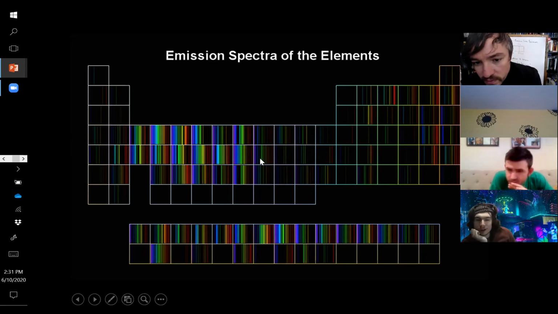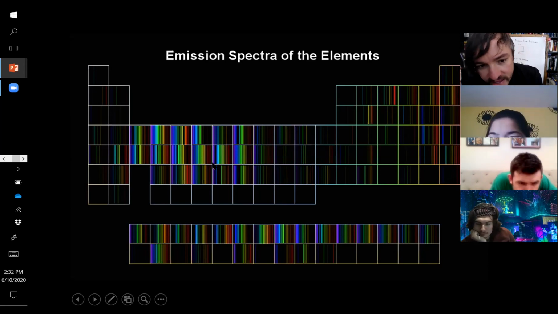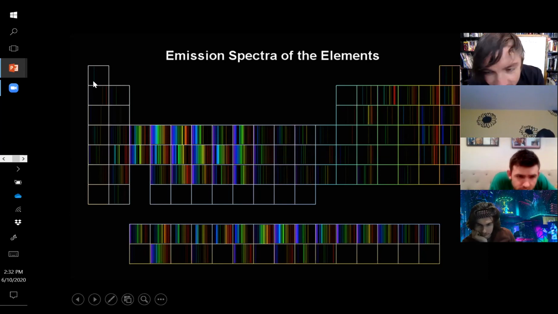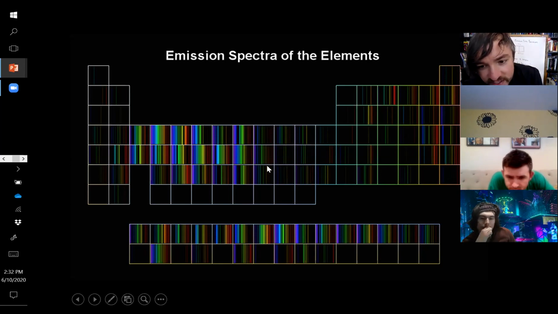Why are there some of them with none? It's not that there's none, Brandon. These are all shown coded by intensity. These lamps are much, much brighter than hydrogen. Do you see how hydrogen is really, really faint here? Yeah. It's just relative intensity.